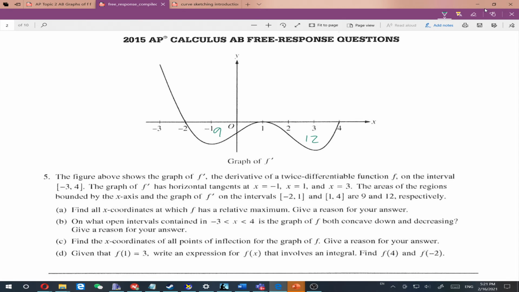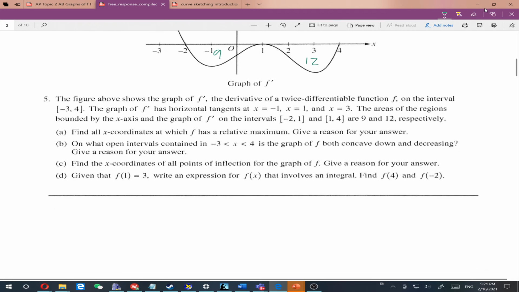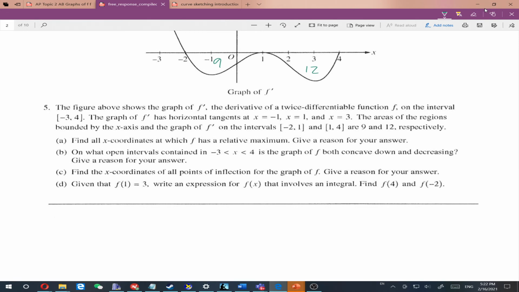Okay, for part A, I want to find all x coordinates for which the graph of f has a relative maximum and give a reason for our answer. What do you think? First I have to look for x coordinates when f prime is 0 and changes its sign. So f prime of x is 0 when x is -2, 1, and 4. But 1 doesn't change the sign, so relative extrema are at negative 2 and 4. And for negative 2, the sign of f prime of x changes from positive to negative. So that's the relative maximum.